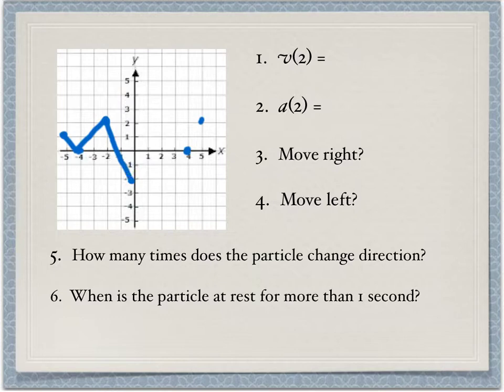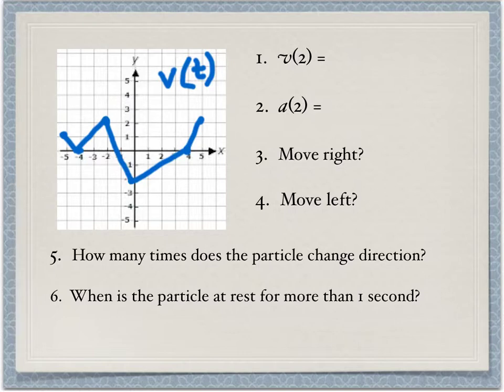Now the difference here is that I have a velocity graph. So this graph is the v of t. So it's not the actual position, this is the velocity that's being graphed here. So we just want to analyze this. It's a little bit screwy, so here we go.